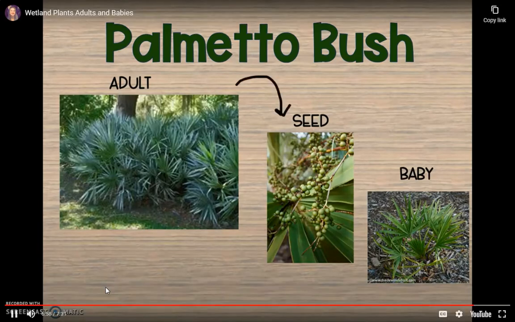So that adult turns into the seed turns into the baby, and that baby will one day be as big as an adult. Now, usually, if these are in the wild, they can grow very, very big, but if they grow in your yard, you can just make them a little bit smaller by trimming them, keep them nice and small. Well, those are all Florida wetland plants that start as babies. They start as seeds, become babies, and grow into adults that make seeds again. So when you're in the wetland, look out for some wetland plants.